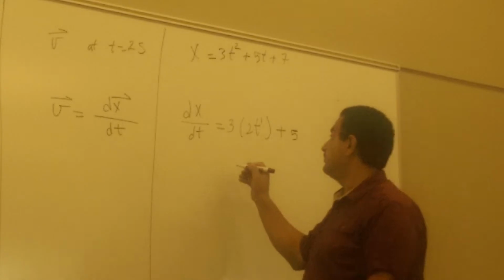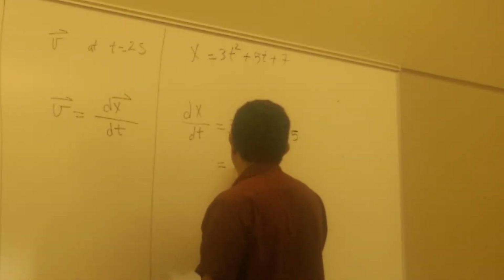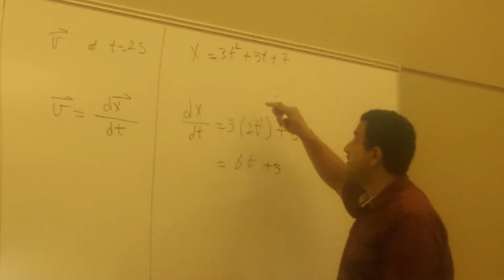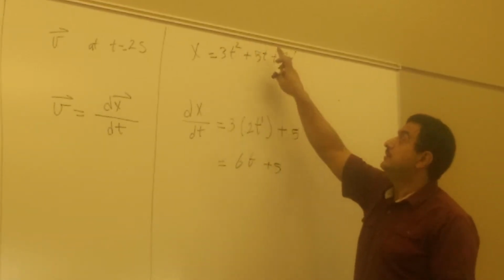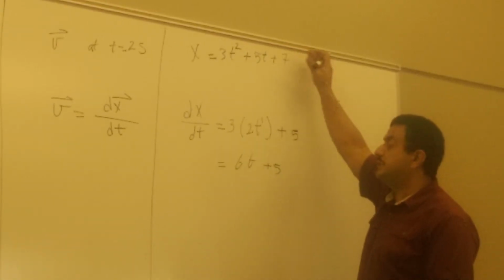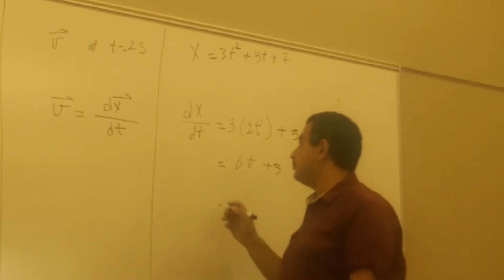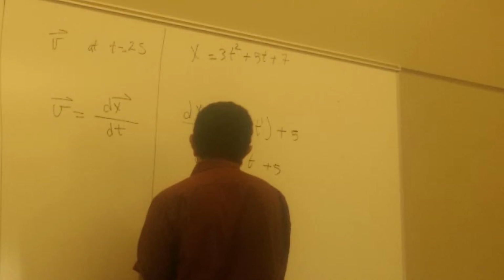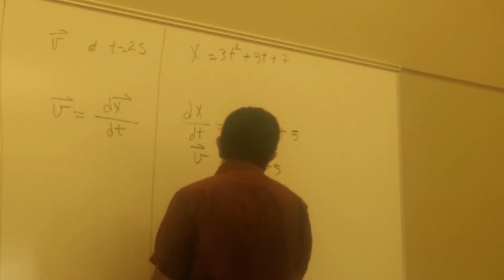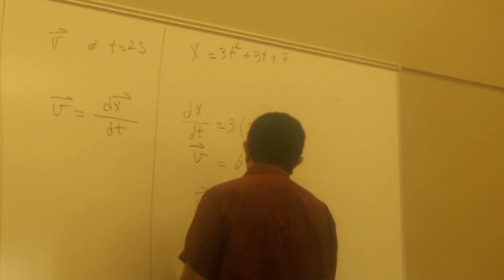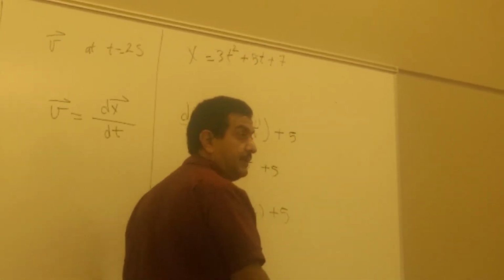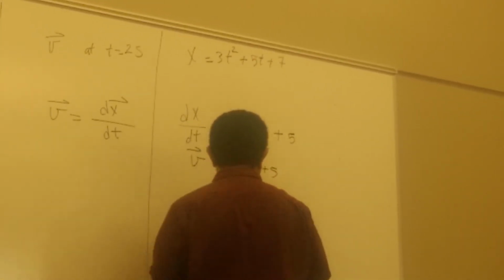And that would leave us with what? 3 times 2 is? 6t plus 1. So 2 times 3 is 6t. 1 just 5, no t, gives you 0. And that would give me my velocity. Now at t equals 2 seconds, I'm just going to substitute 2 plus 5, which gives me what? Cool? How is that?